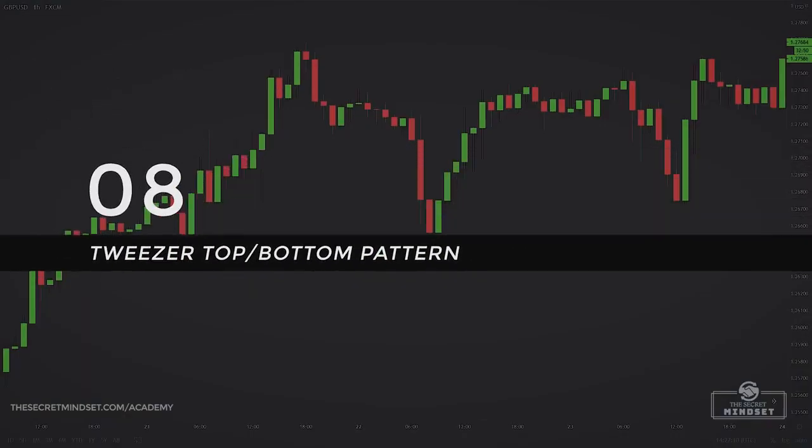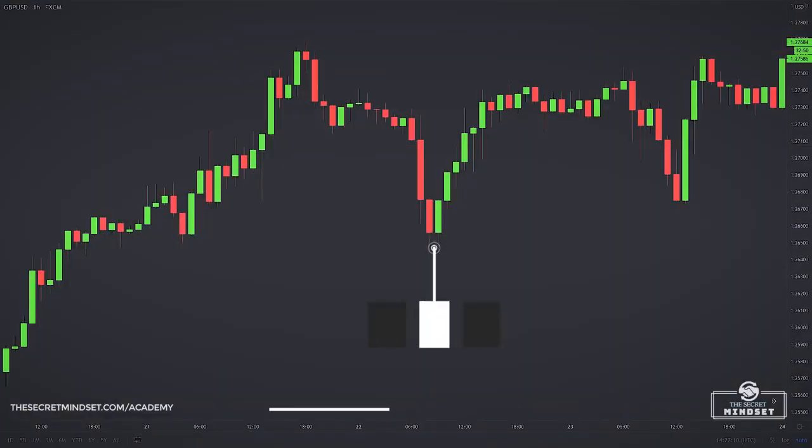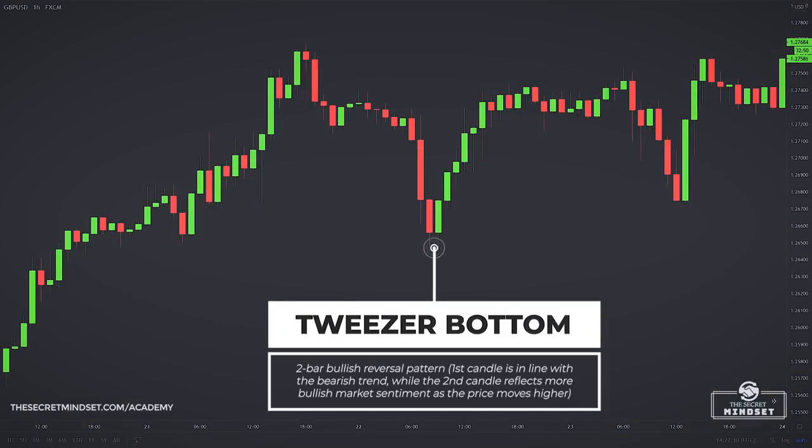Tweezer top and bottom is another useful pattern. Tweezers are reversal candlestick patterns that signal a potential change in the price direction. The tweezer bottom candlestick pattern is a bullish reversal pattern that can be spotted at the bottom of a downtrend. It consists of 2 candles, where the first candle is in line with the bearish trend, while the second one reflects more bullish market sentiment as the price moves higher in the opposite direction. If this price action happens near a key support level, it indicates that a bullish reversal is likely to happen.